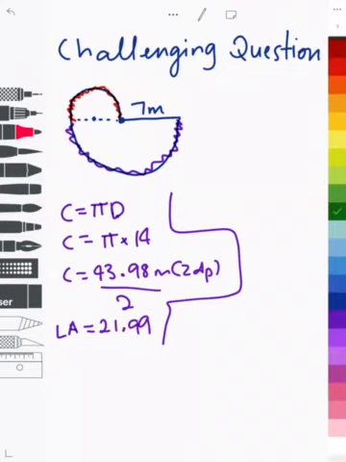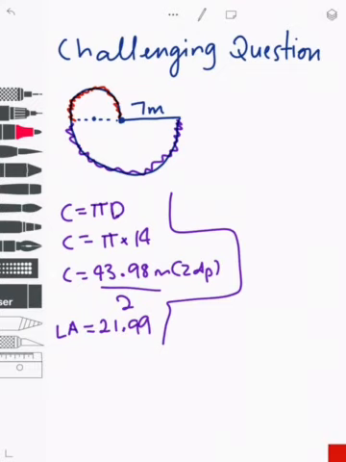Now let's do the red half. If the radius of the purple half is 7, that means that this line here is also 7, because remember the diameter is double the radius. So for the red circle, my diameter is 7. It's already given. So I can do circumference equals pi d. Circumference equals pi times 7, which is 21.99 meters to 2 decimal places.